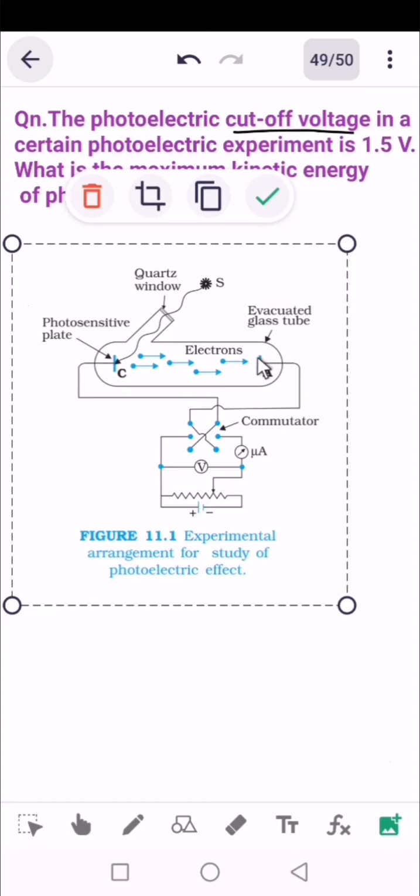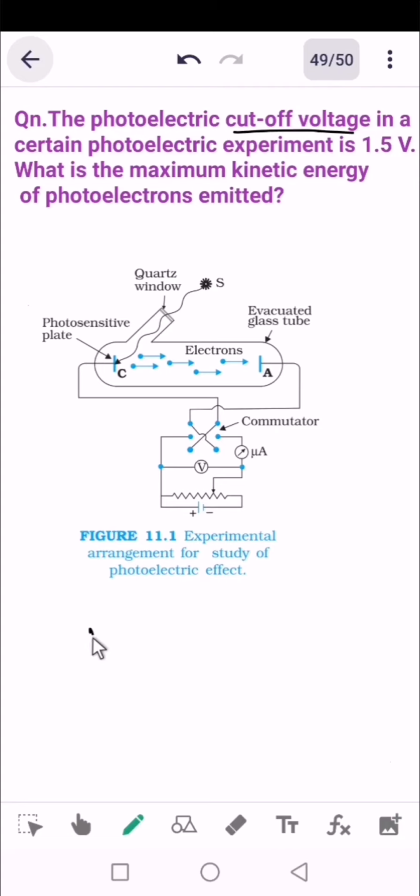When we apply a certain negative potential at A, even the electron with maximum kinetic energy in this beam will be repelled by the negative potential applied at A. That particular value of negative potential applied to A, so that even the electron having the maximum kinetic energy will be repelled, is termed as stopping potential or retarding potential, and it is indicated as V0.